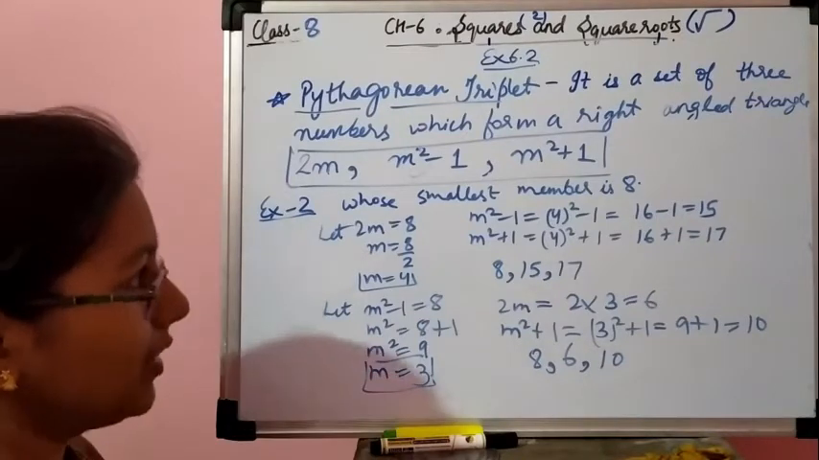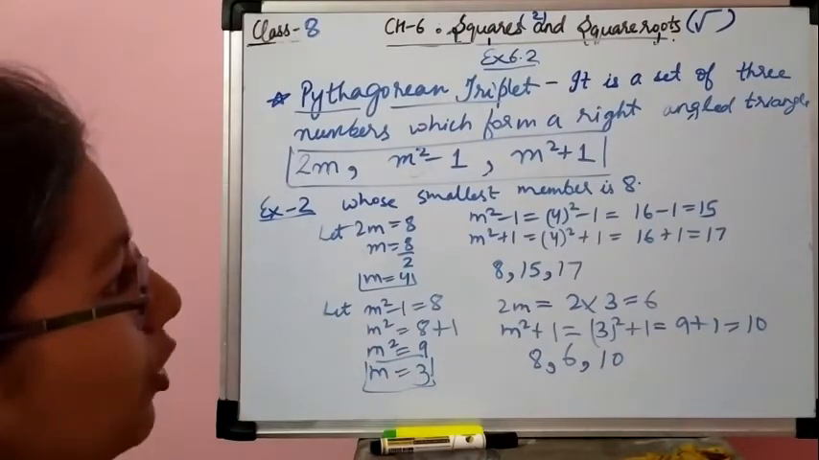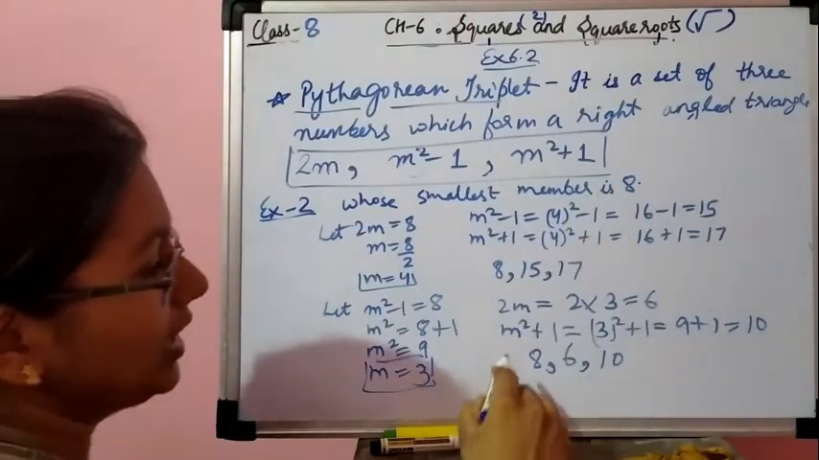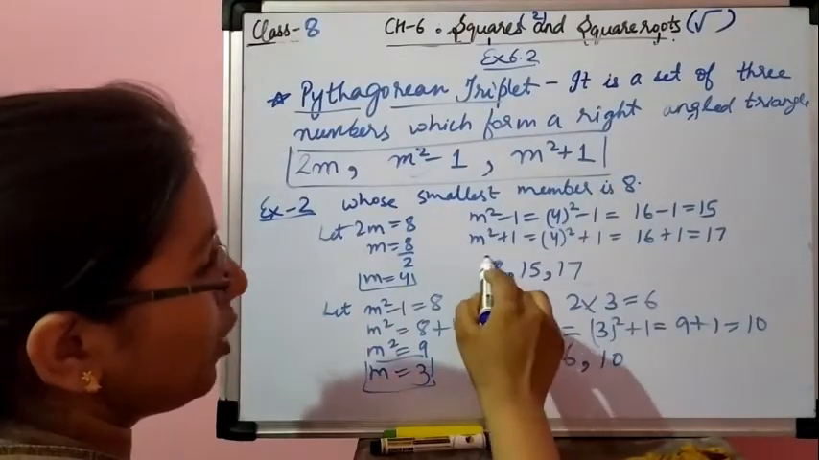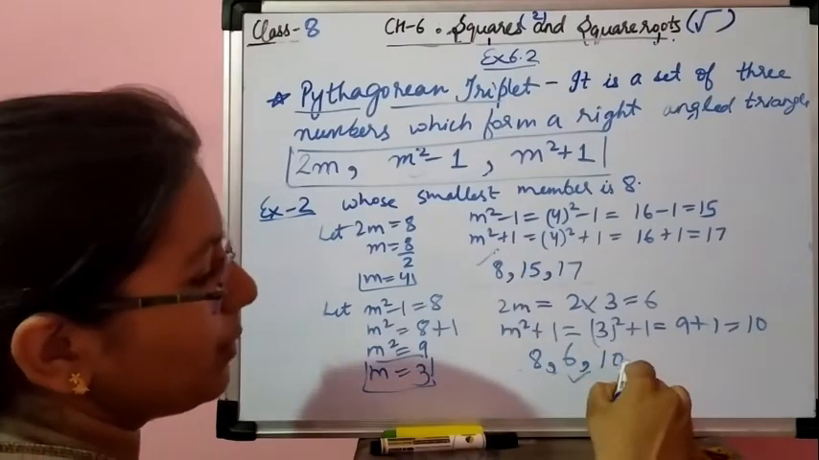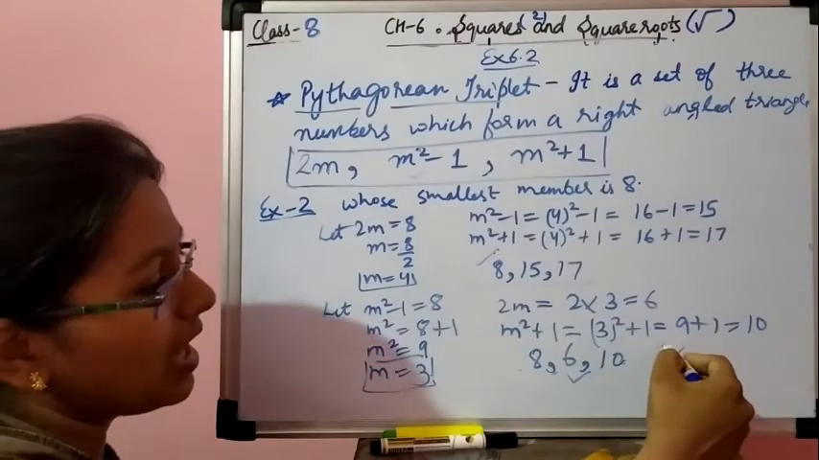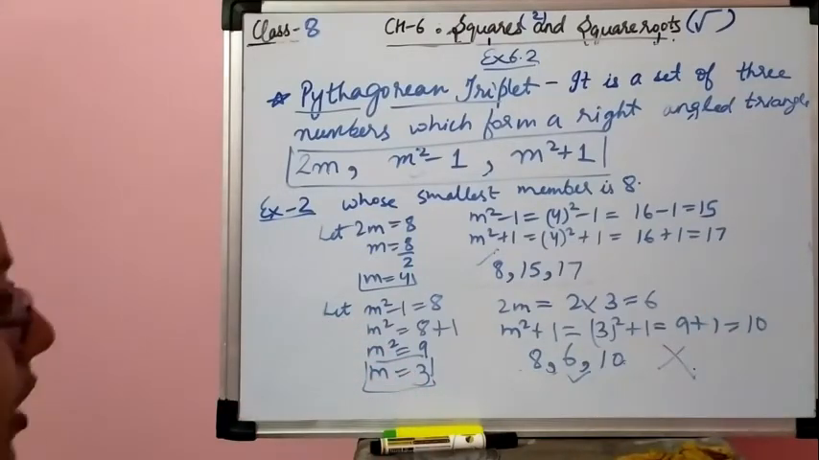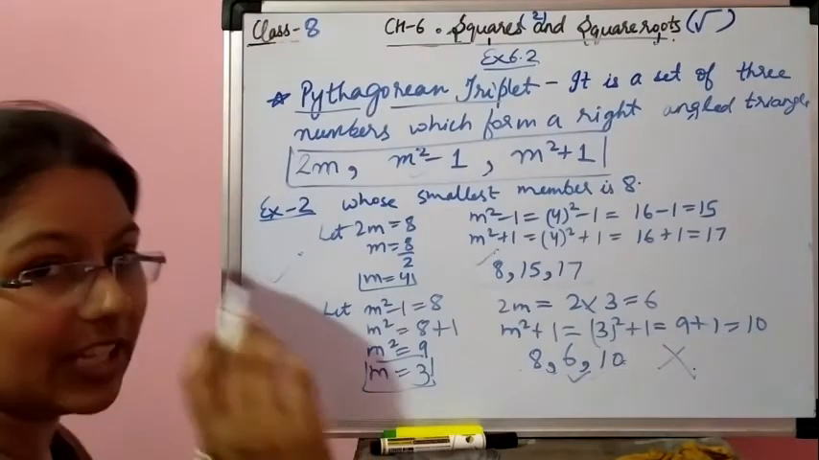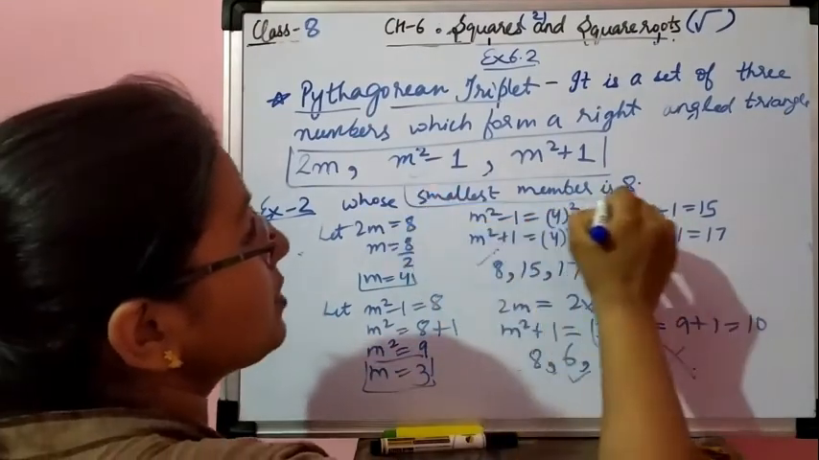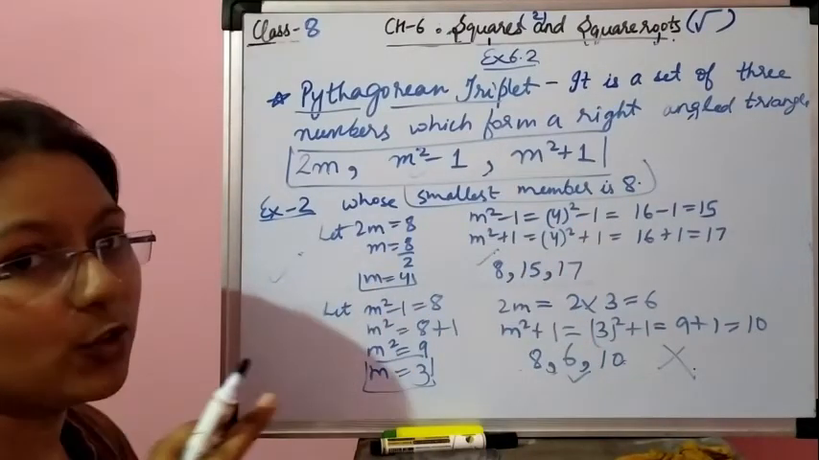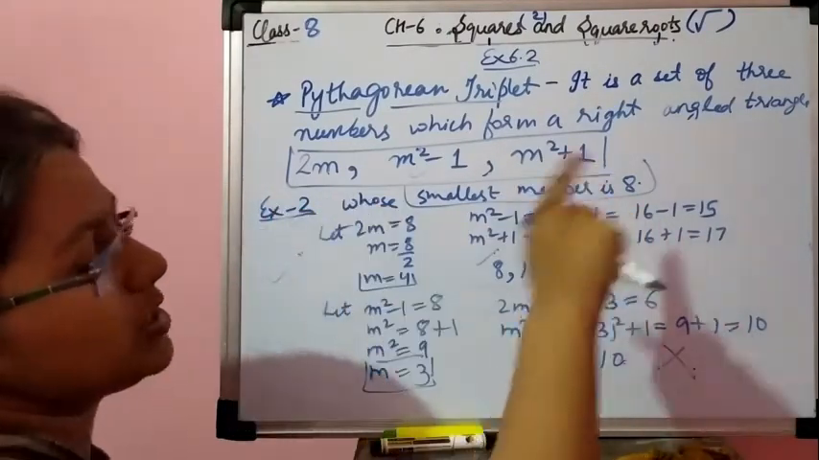But if it is given that find the Pythagorean triplet whose smallest member is 8. Now in this triplet, the smallest member is 8. But in this triplet, the smallest member is 6. So this answer is rejected. Okay. And this will be the final answer. So if it is given in the question that smallest member is this, so in such cases you have to check for all the possibilities.